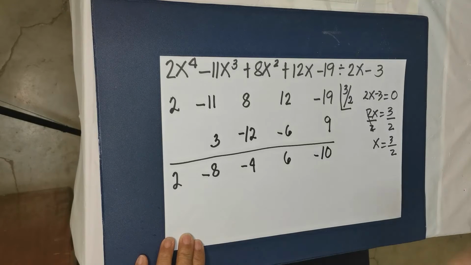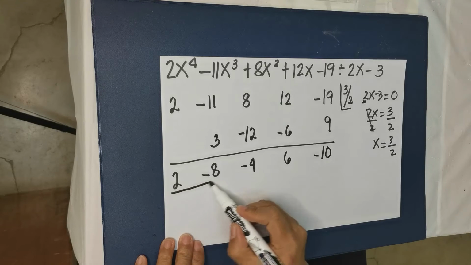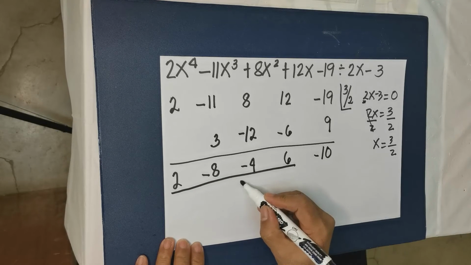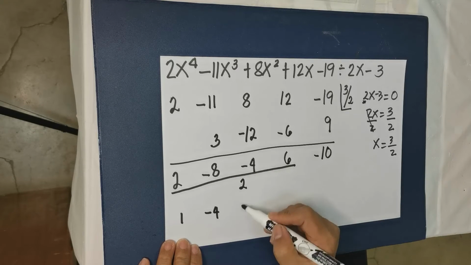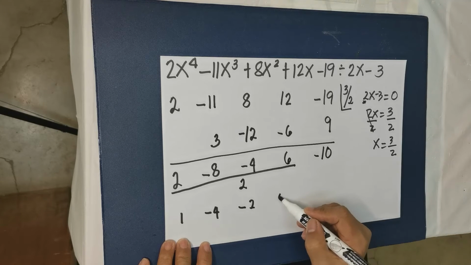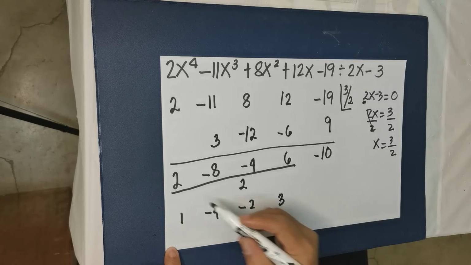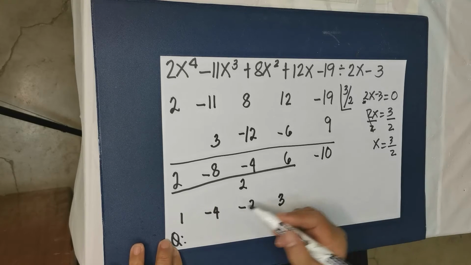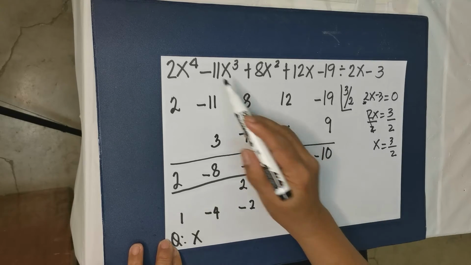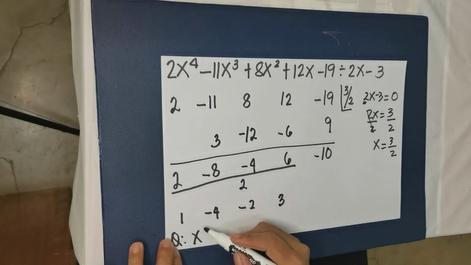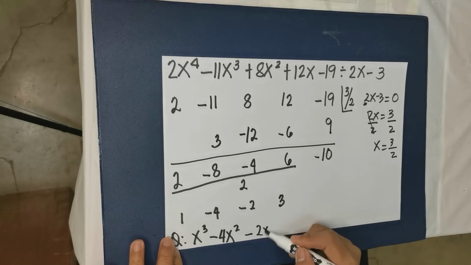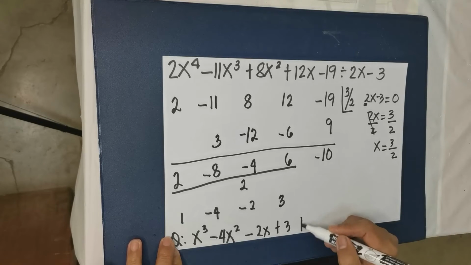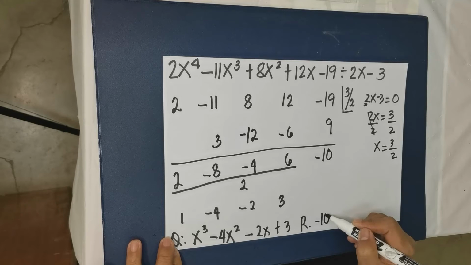So, since we have here our 2 as the numerical coefficient of our x, we divide these terms by 2. So, this would be 1, this is negative 4, this is negative 2, and that is positive 3. Okay? So, our quotient is, take note that is 4, this is 1, so x cubed minus 4x squared minus 2x plus 3, and our remainder is negative 10.